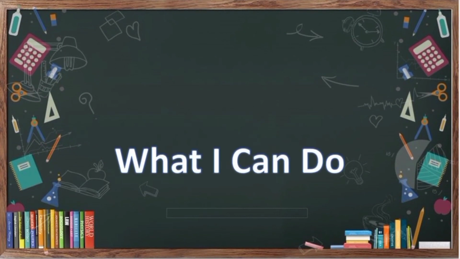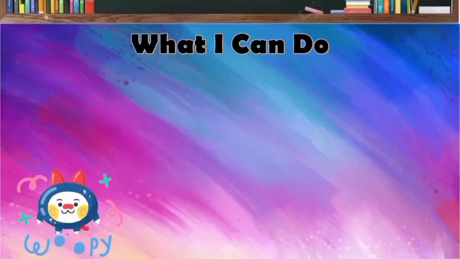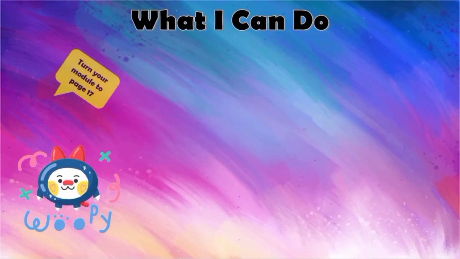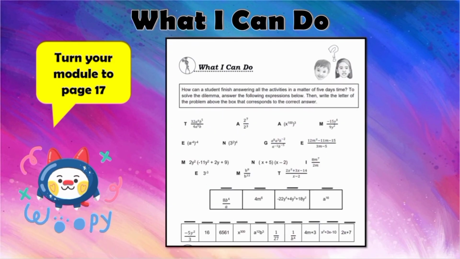What I can do. Turn your module to page 17. How can a student finish answering all the activities in a matter of 5 days of time? To solve the dilemma, answer the following expressions below. Then write the letter of the problem above the box that corresponds to the correct answer.